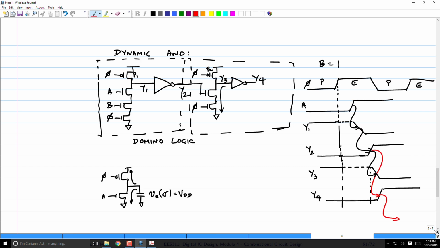Okay. Before I proceed, what kind of inverter should this inverter be? These two. Symmetric static CMOS or what? What's the constraint on Y1 and Y2 and Y3? Exactly. Y1 and Y3 can only fall. Therefore, Y2 and Y4 can only rise. Which means all I have to do is make these two as high skew.